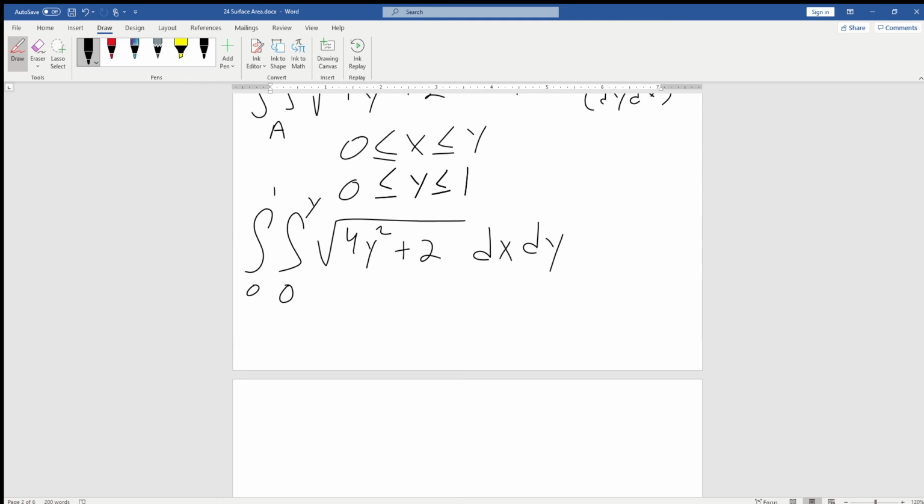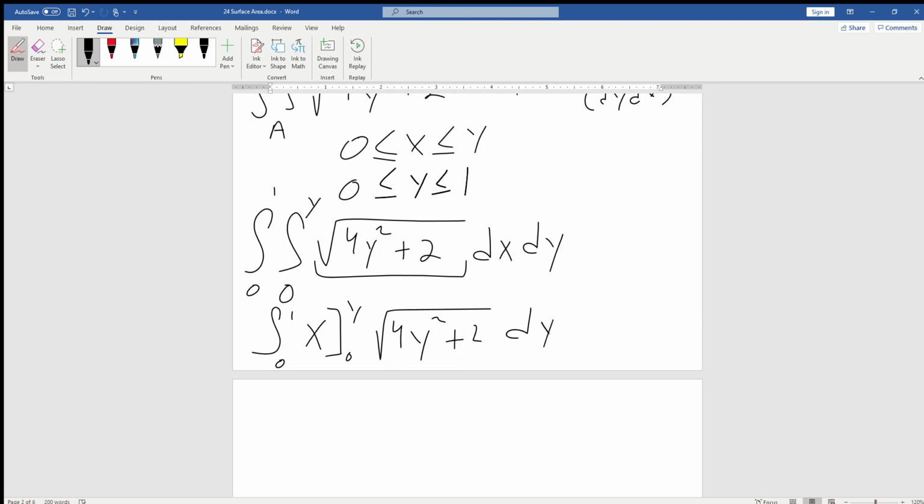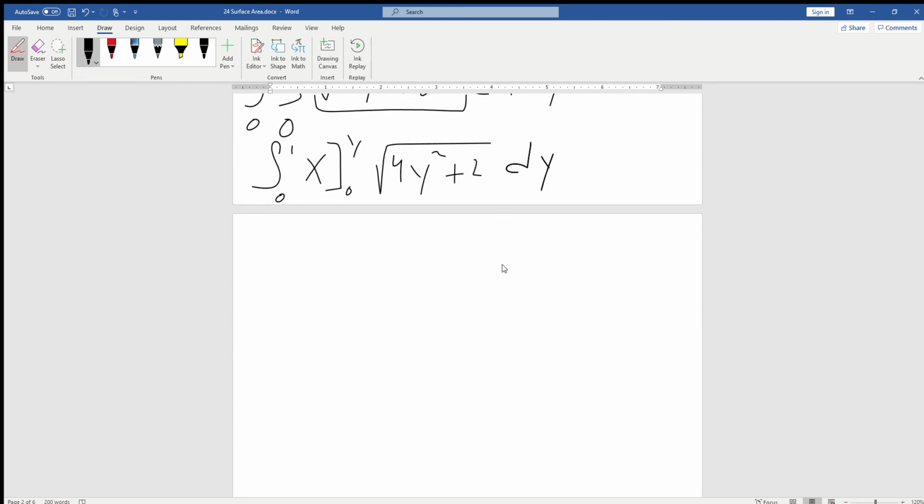So this makes it really easy to evaluate at this point. Let's just evaluate in terms of x. So that's going to be 0 to 1. The antiderivative of root 4y squared plus 2 with respect to x is just going to be x. That's going to range from 0 to y of root 4y squared plus 2. We still have the dy. If we substitute 0, 0 goes away. If we substitute y, we just get y. So this is just going to become the integral from 0 to 1 of y root 4y squared plus 2 dy.